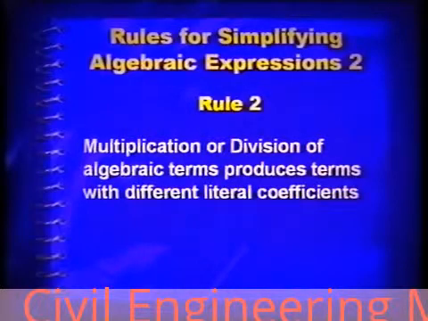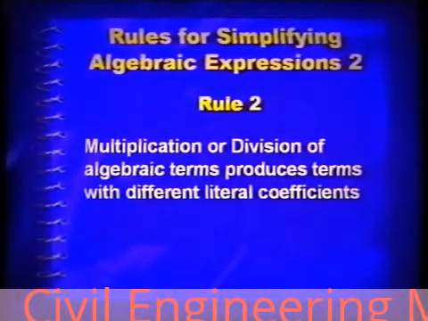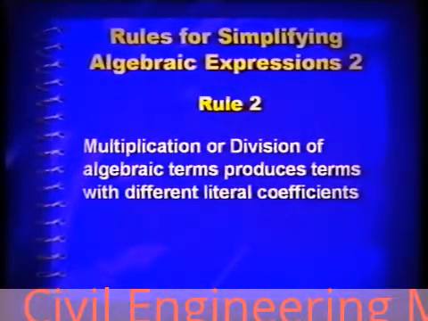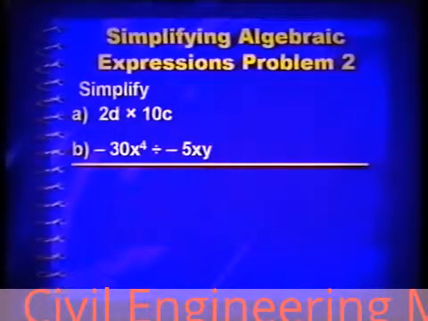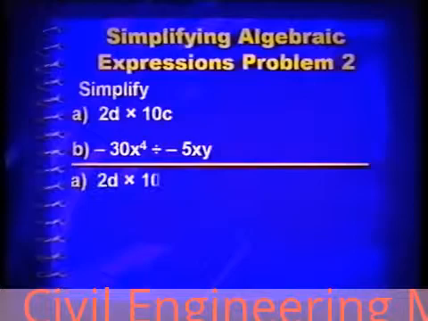Multiplication or division of algebraic terms produces terms with a different literal coefficient. Let's look straight away at an example of that. I've got 2d times 10c in problem A.